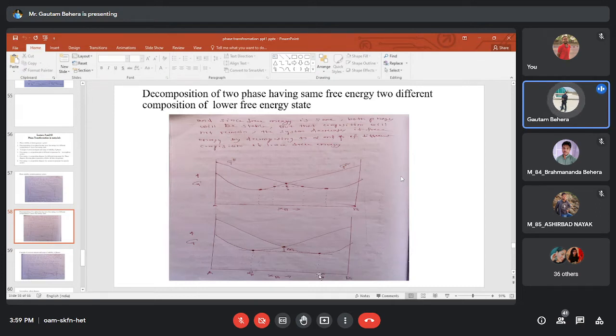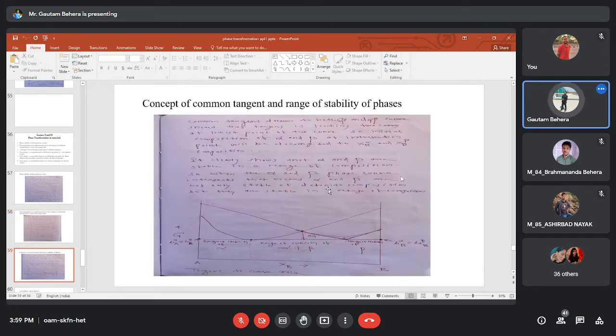And what about alpha plus beta? Alpha plus beta will be stable from this point to this point, which I've shown here. Just see what I've done. Range of stability of alpha phase, this region. This is the range of stability of beta phase, and this is the range of stability of alpha plus beta. You people understood my point now?